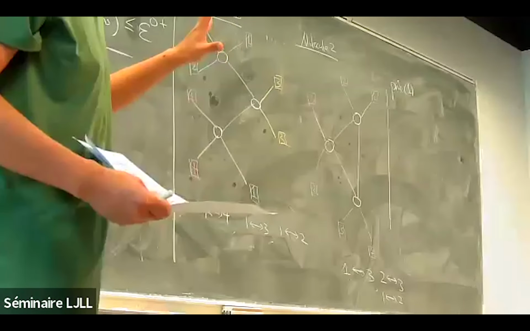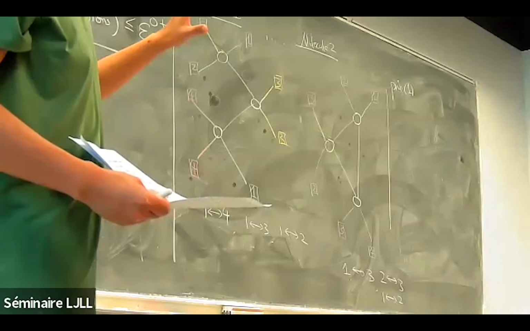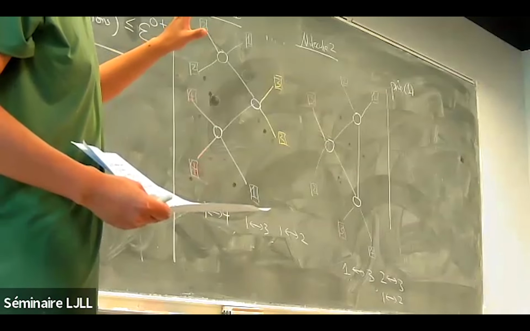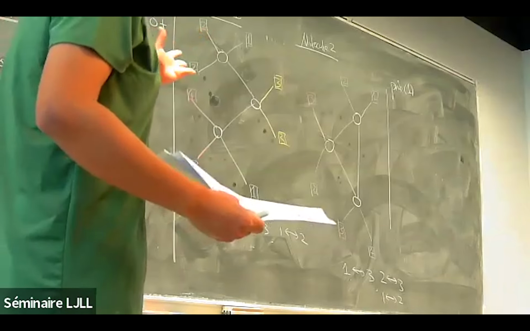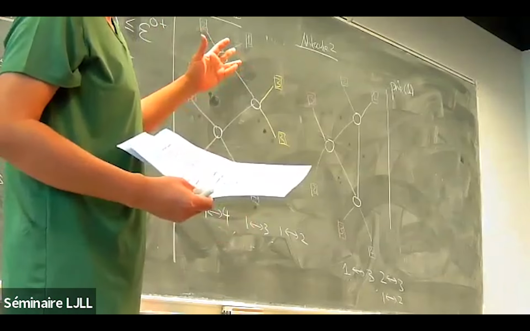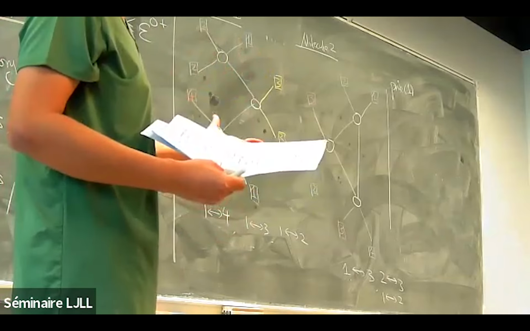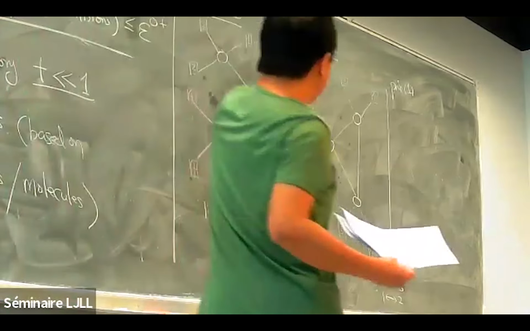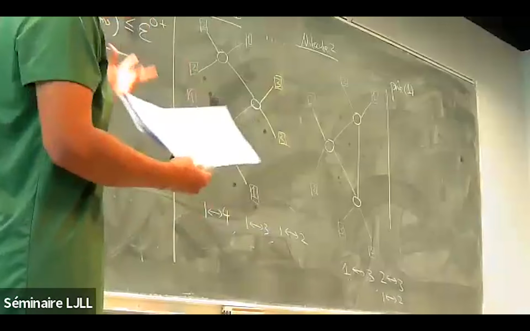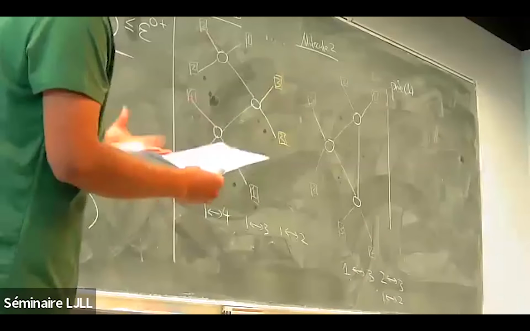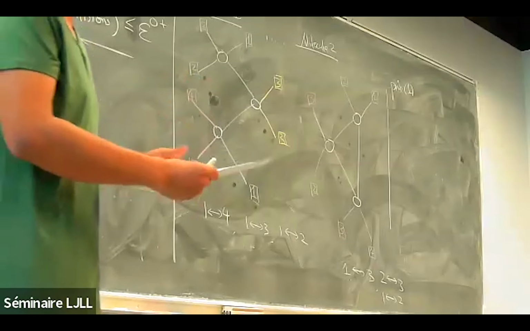If they are labeled differently, you get different terms, different contributions. But my point is that each one of these contributions is going to 0. And of course, you'll need to control the total number of contributions, and there is a combinatorial argument there.